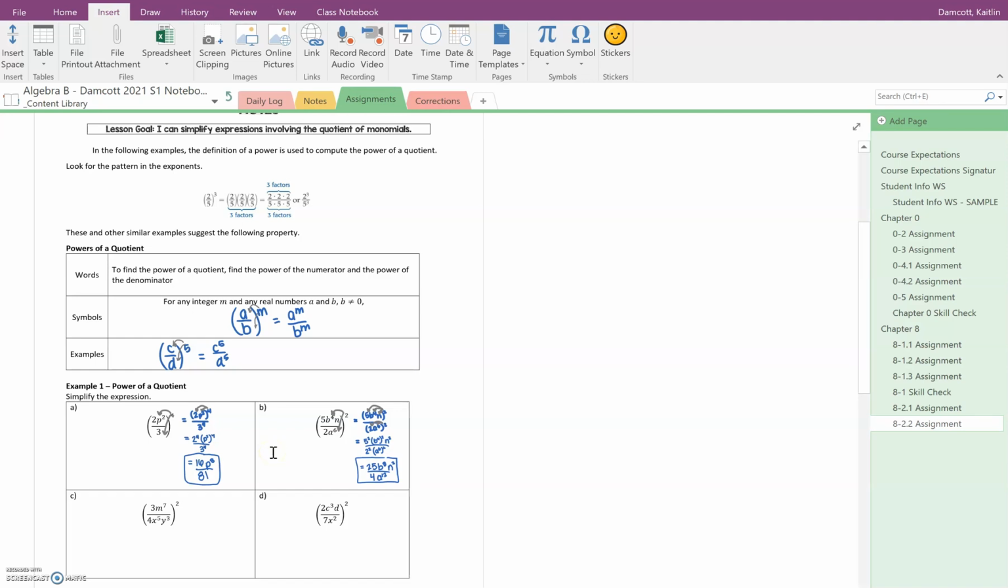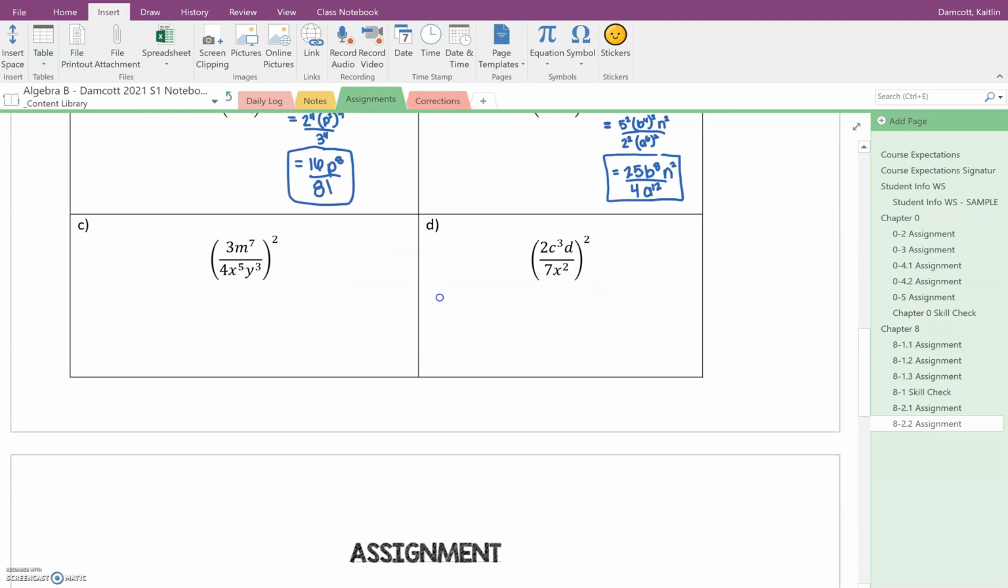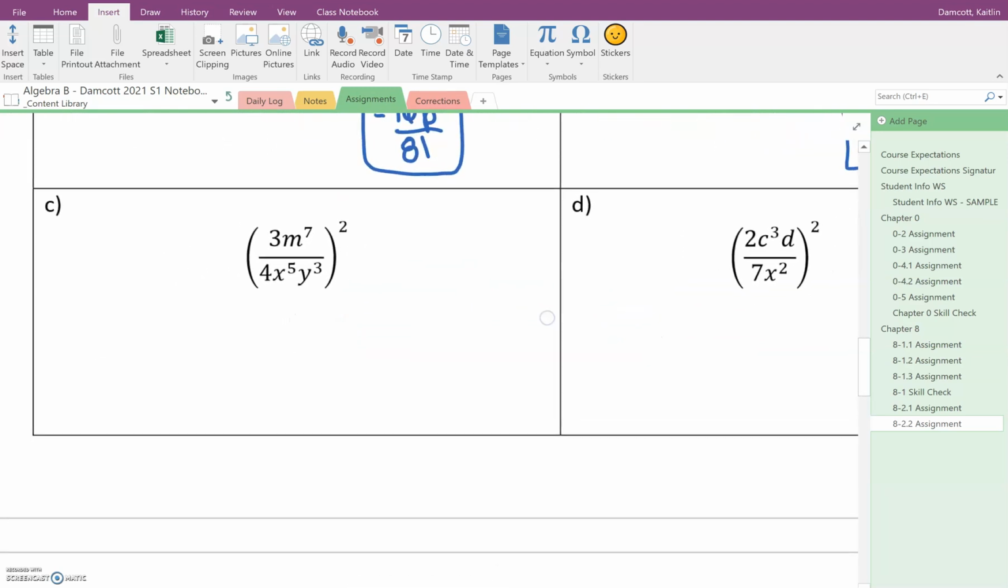All right, in the last video, we talked about how if you have a quotient, so you're dividing a number by another number, and then you're raising that quotient to a power, all you have to do is distribute that exponent to your numerator and to your denominator. So we looked at examples A and B. Now we're going to take a look at examples C and D.